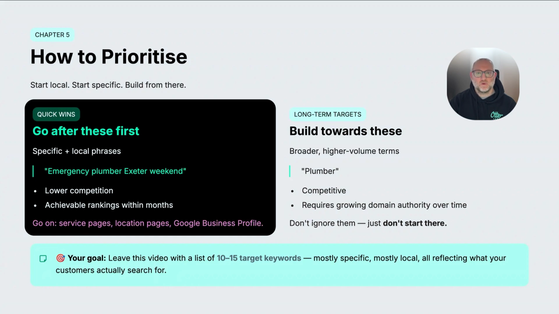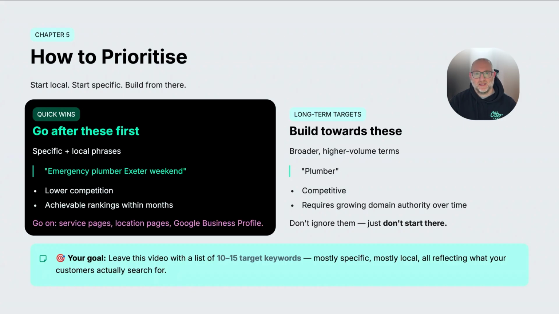So the approach for a small business is this: go specific and go local first. Target phrases that combine your service with your location. Target questions your customers are actually asking. Take the longer, more specific phrases before you attempt the short, broad ones.